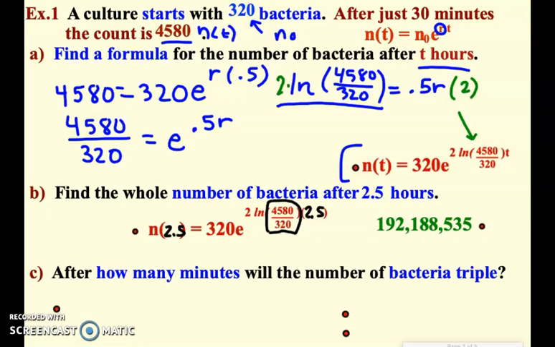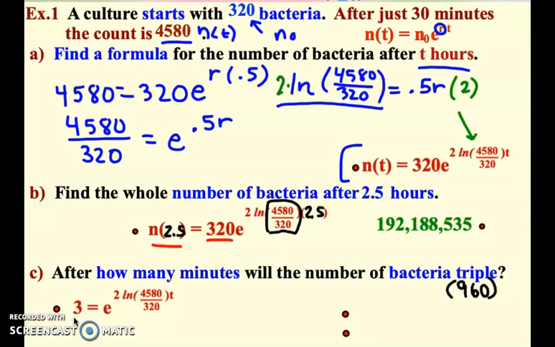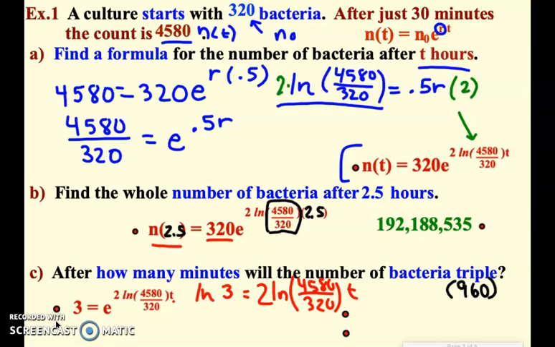Part C says, after how many minutes will the number of bacteria triple? So if it started at 320, when you triple, 320 times 3 will be 960 bacteria. When you plug in 960 for your N of t and divide by 320, of course, that's where you get the tripling effect right here. And beyond that, it is, again, kind of using your calculator. Of course, to solve for time, which is my exponent, I'm going to have to natural log both sides. So you end up with the natural log of 3 equals 2 times that natural log quantity there, and then times t.